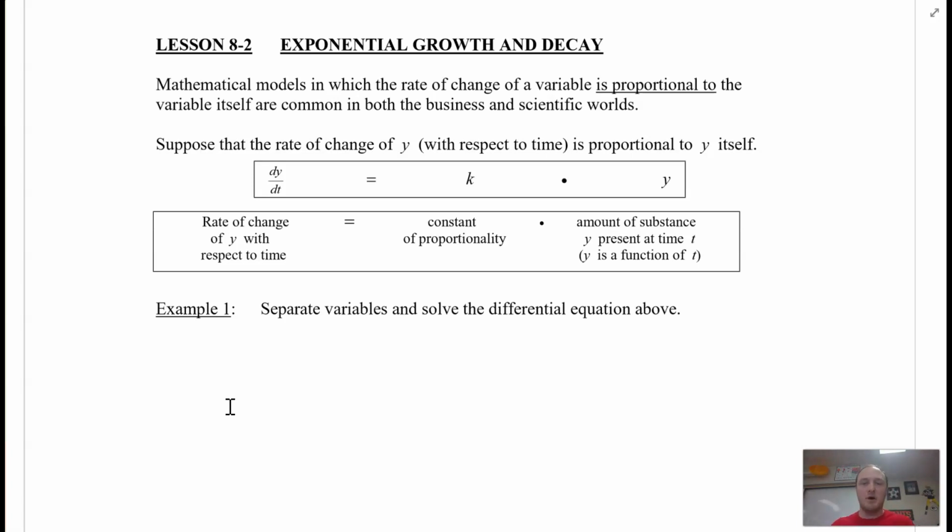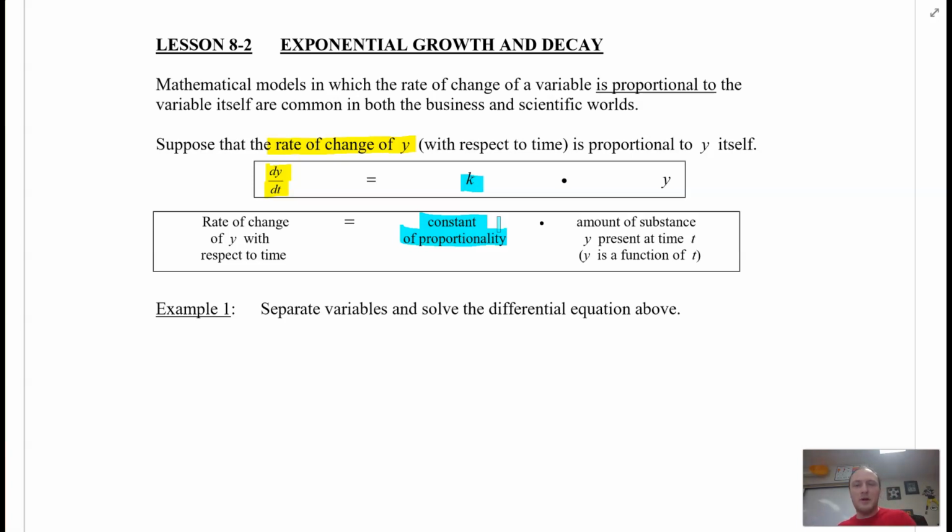So suppose you have a rate of change with respect to time, so dy/dt, is proportional to y itself, okay? And k is what we call the constant of proportionality. Can you say that? Constant of proportionality. And then y is the amount of a substance. It could be talking about like a radioactive isotope. It could be talking about population. Just something that we measure in business or in scientific worlds. And then k would be its proportionality, okay?